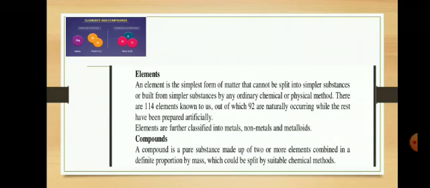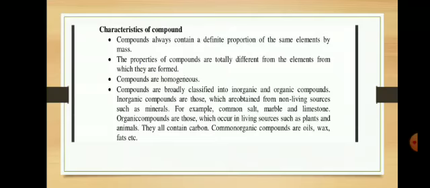Compounds. A compound is a pure substance made up of 2 or more elements combined in a definite proportion by mass, which could be split by suitable chemical methods. Characteristics of compounds. Compounds always contain a definite proportion of the same elements by mass. The properties of compounds are totally different from the elements from which they are formed. Compounds are homogeneous. Compounds are broadly classified into inorganic and organic compounds.